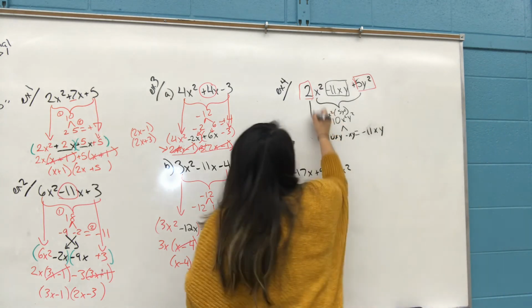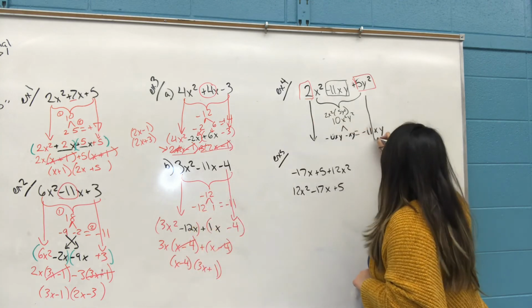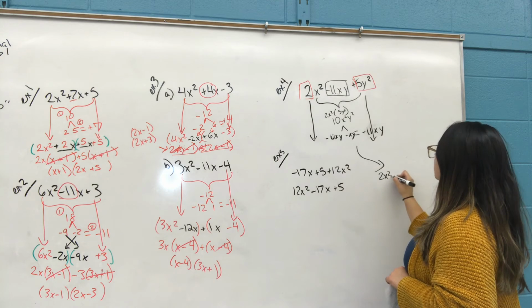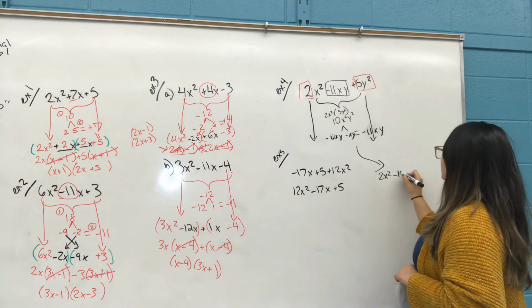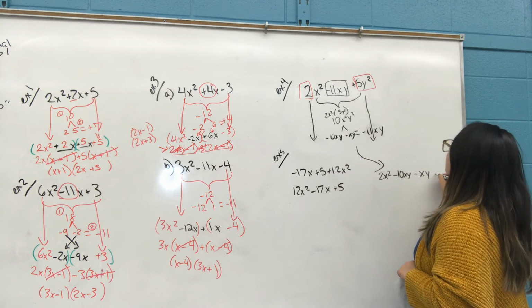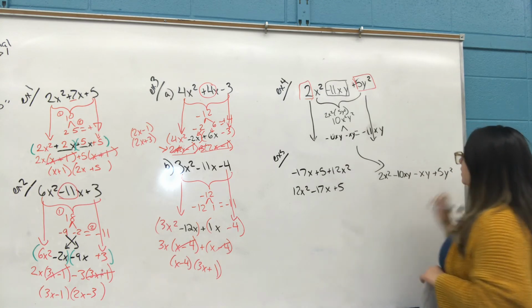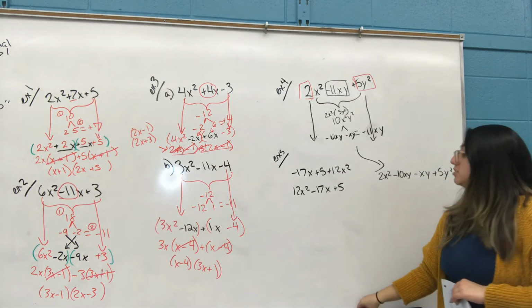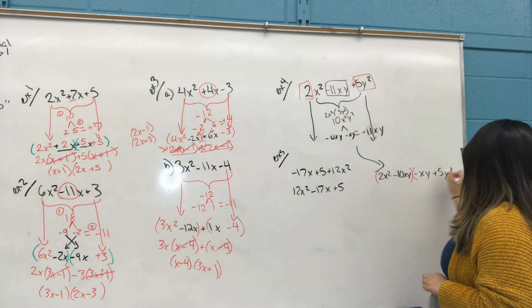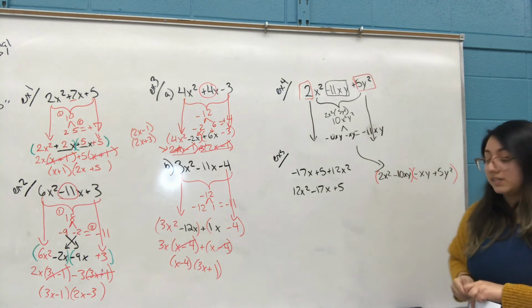Next step, you bring down your first term, bring down your last term. I'm going to put it over here. We have 2x squared minus 10xy minus xy plus 5y squared. You factor out your first two and your last two. So first two, your last two, always include the sign in front of it.